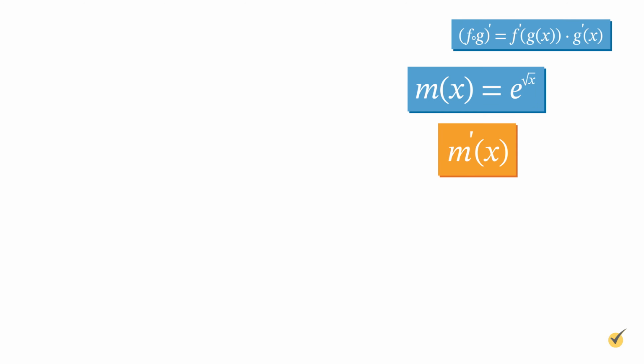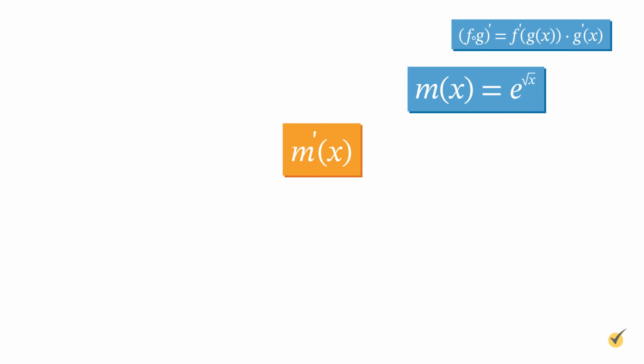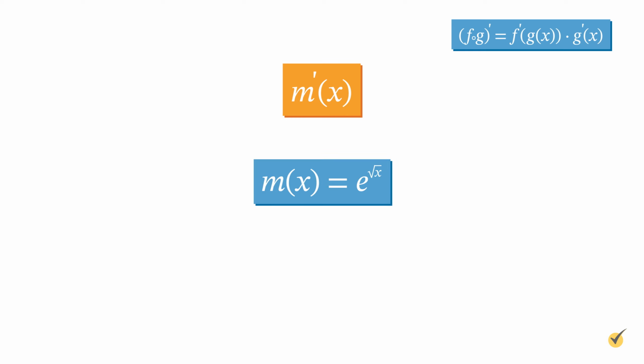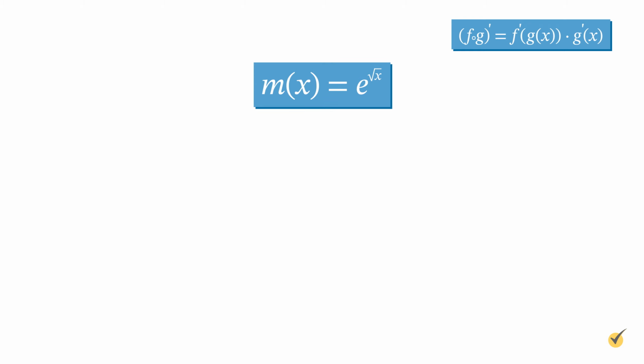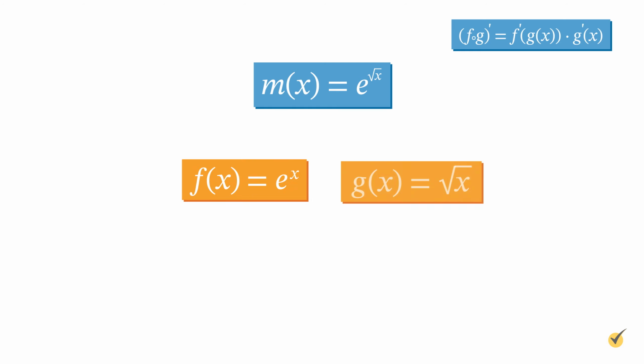Because we are interested in finding a rate function, m prime of x, we understand that this is a derivative problem. And since the function m of x is a composite function, we know that we are going to need the chain rule to find that derivative. The outer function in this case is the exponential function, e raised to a power. That power, the square root of x, is the inner function.